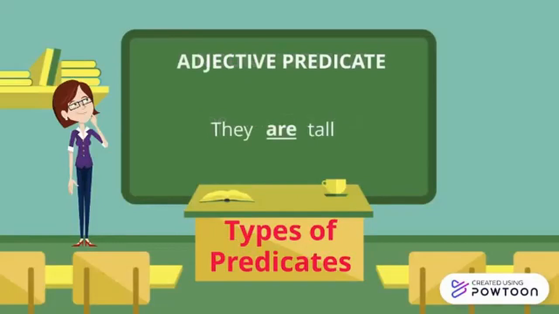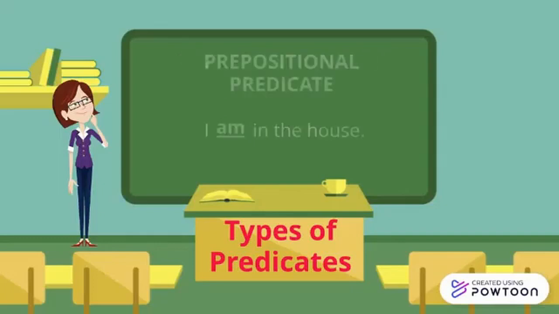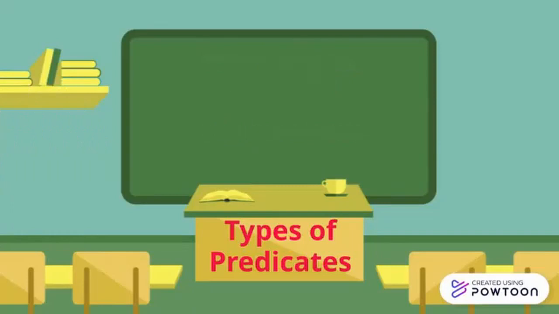The adjective predicate. Example, they are tall. Tall is the adjective predicate that is linked to the subject, they, with the verb, are, as the copula. The prepositional predicate. I am in the house. In the house is the prepositional predicate that describes the location of the subject, I, and it is linked using the copula, am, all of which are from the verb to be.